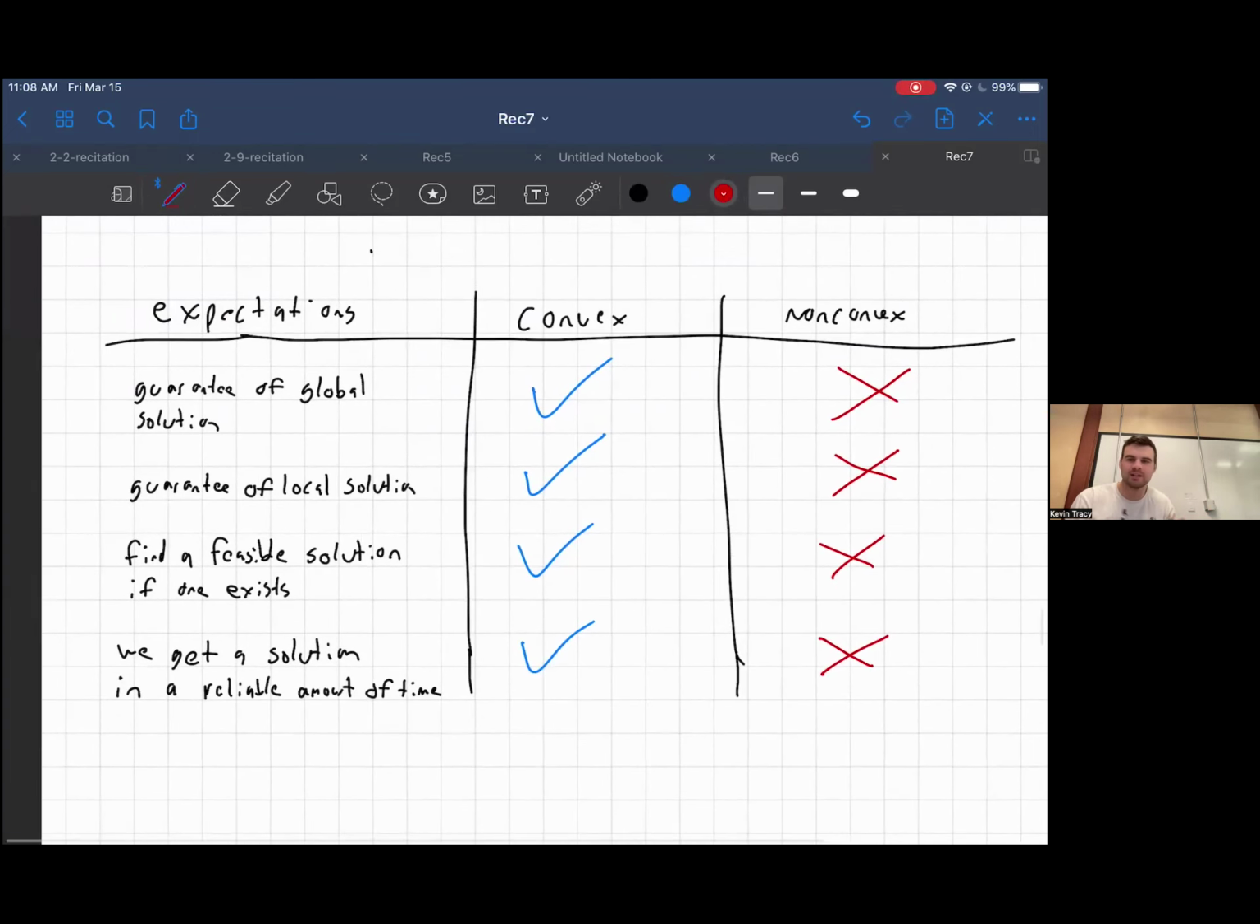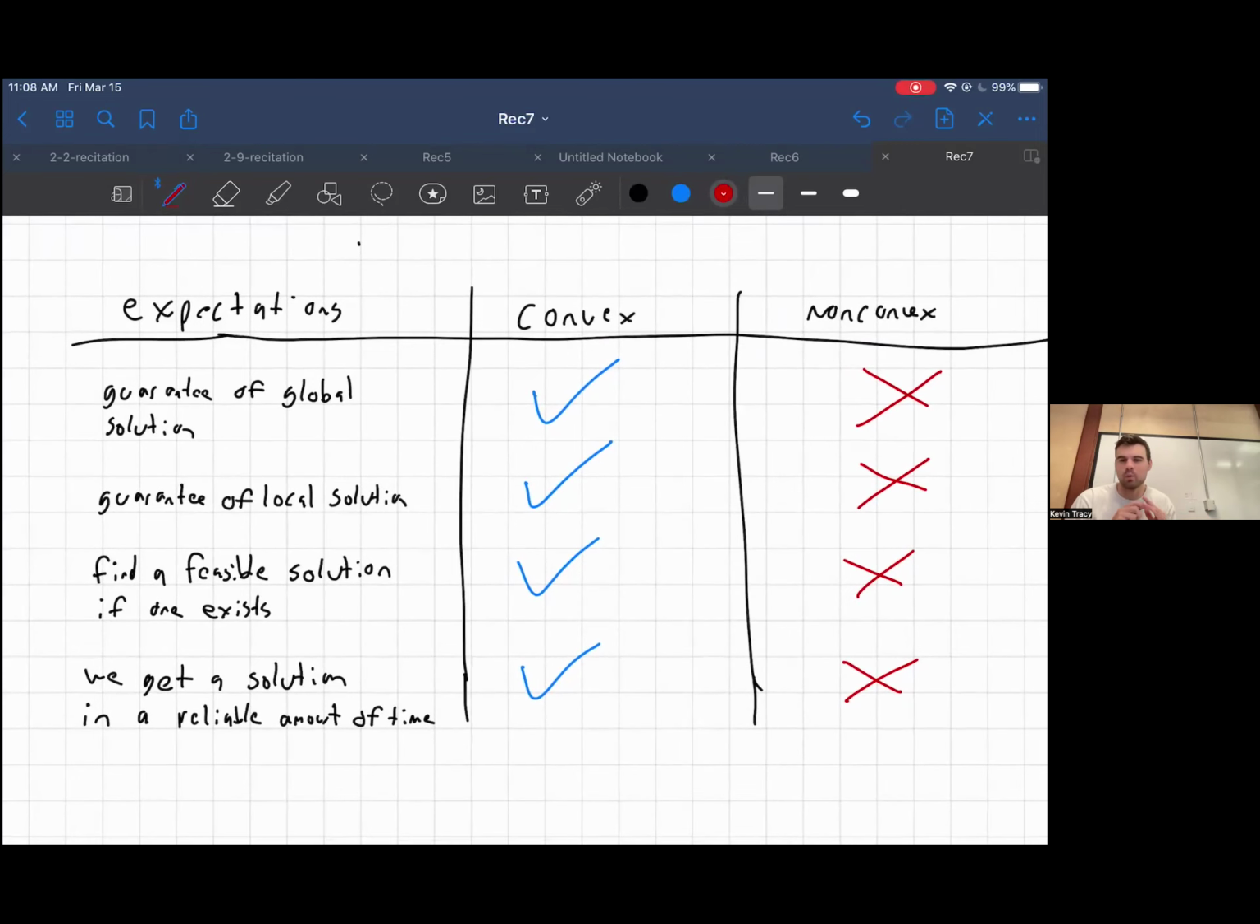Basically, non-convex optimization is like the Wild West of optimization. We have no guarantees for anything. There's no guarantee we find the global solution, definitely not, because that's the hardest thing to do. We can't even guarantee that we're going to find a local solution. Sometimes it just won't converge to anything. There's no guarantee that we find a feasible solution, even if one exists.